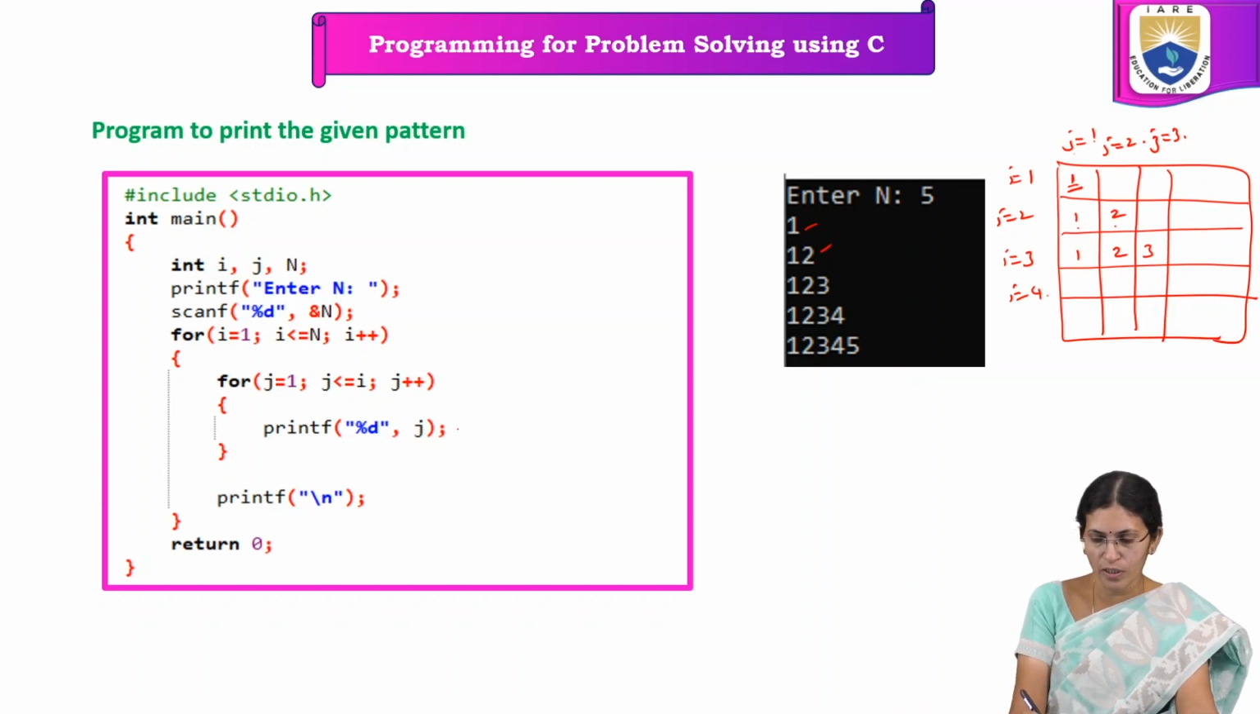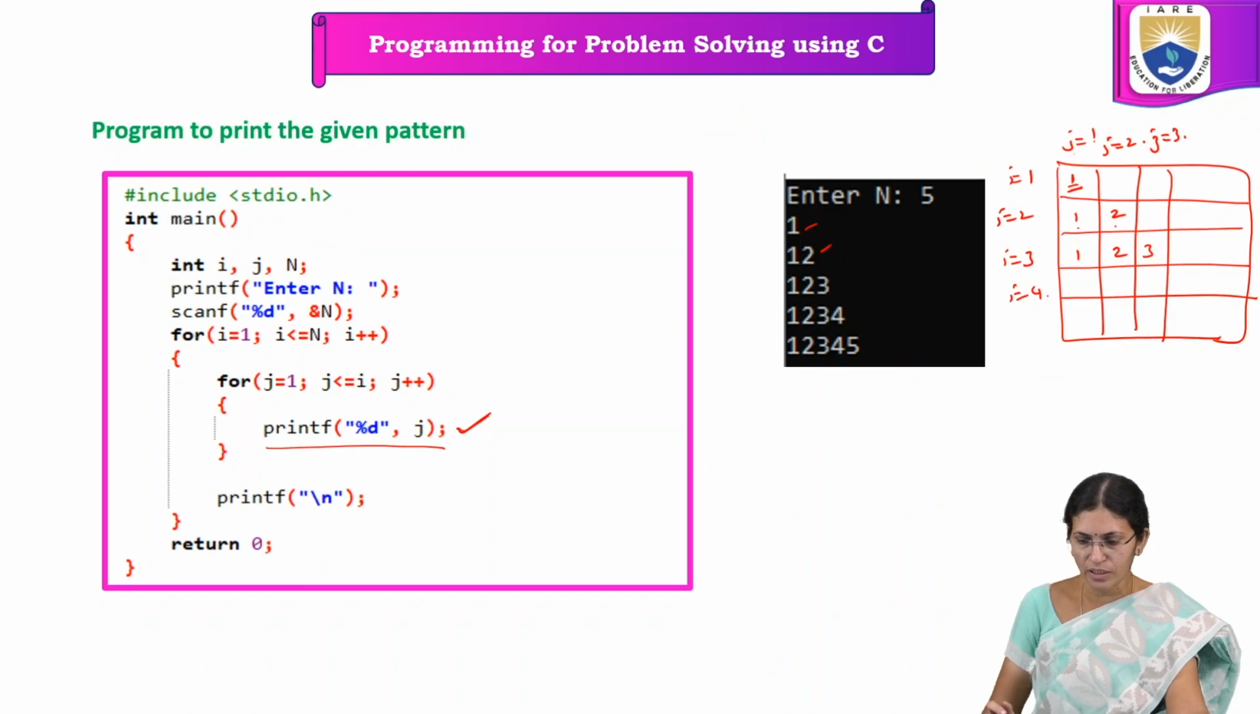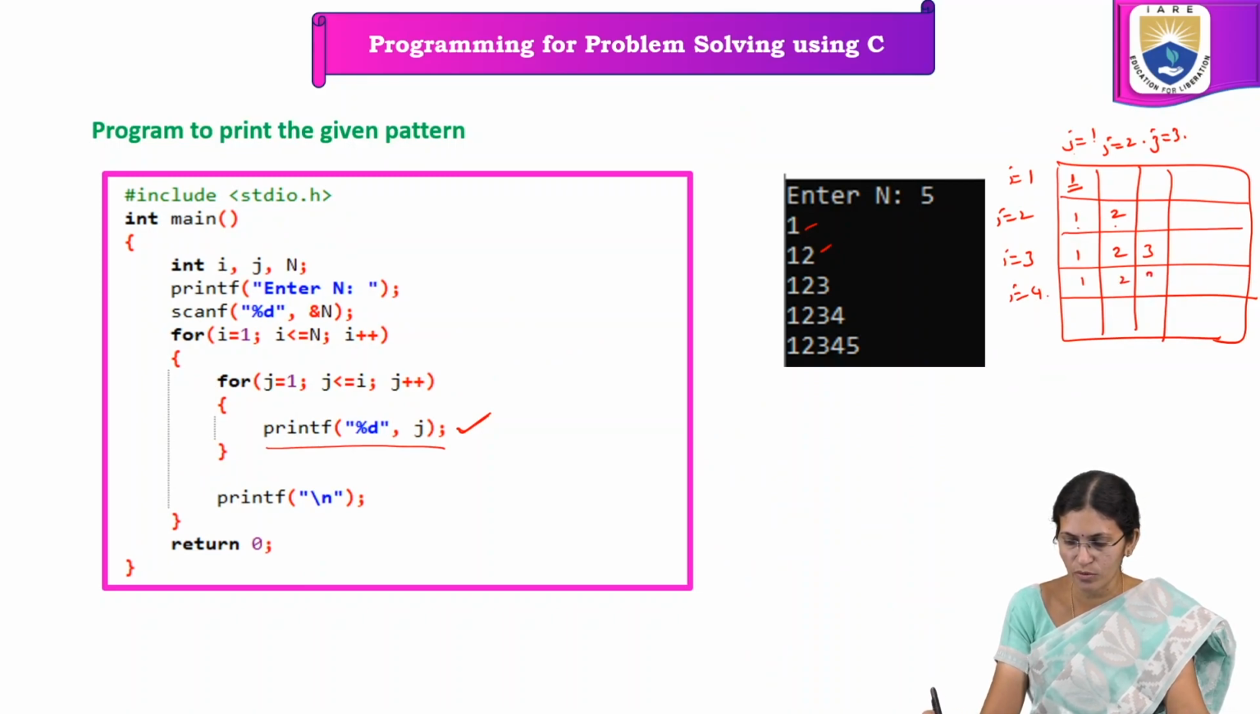So inside this for loop, we need to change this statement. By changing this statement and by making use of the same program which we have seen earlier, we can print the given pattern. So here 1, 2, 3 and 4.